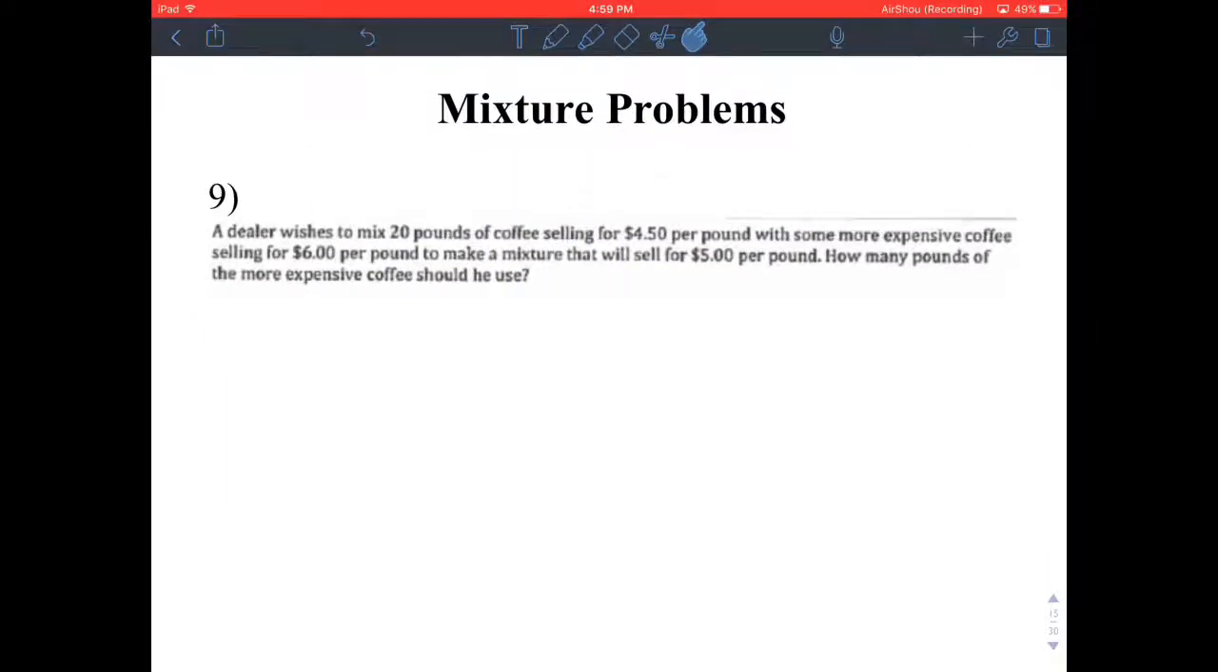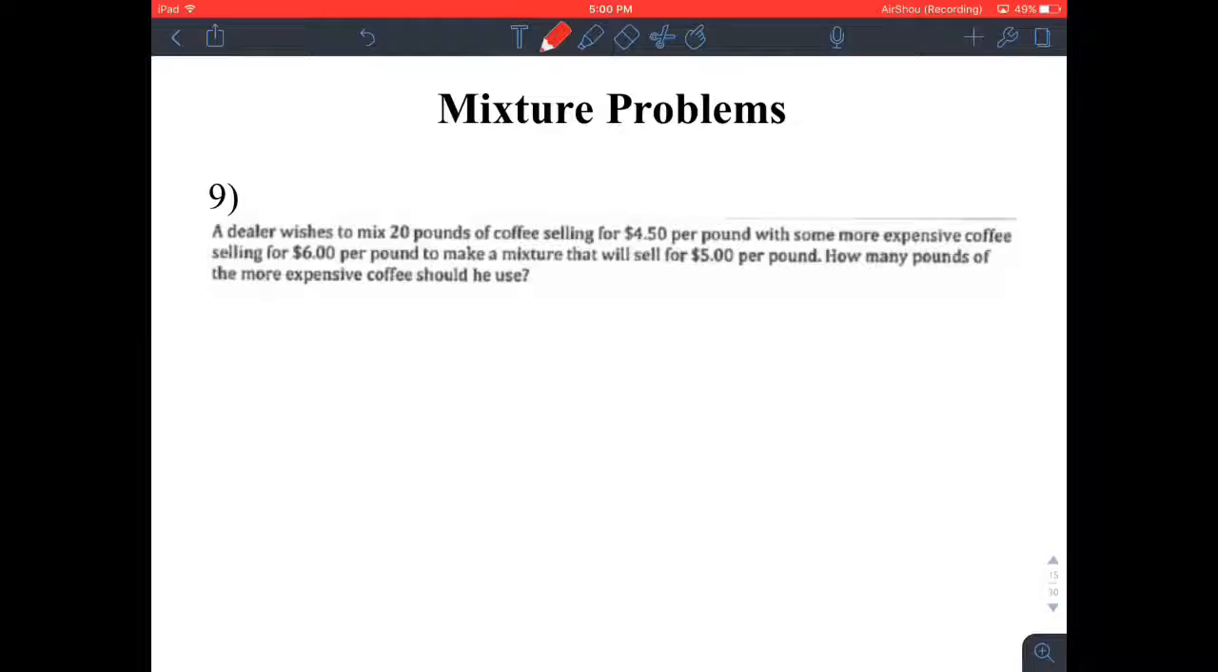Mixture problems. These are actually from Algebra 1, but don't let that fool you. These are not simple. A dealer wishes to mix 20 pounds of coffee selling for $4.50 per pound with some more expensive coffee selling at $6 per pound to make a mixture that will sell for $5 per pound. How many pounds of the more expensive coffee should he use?